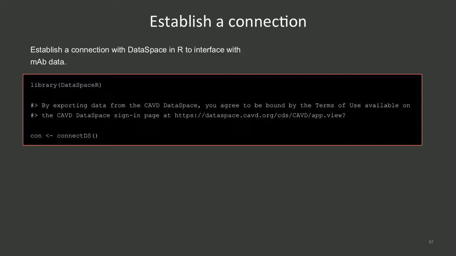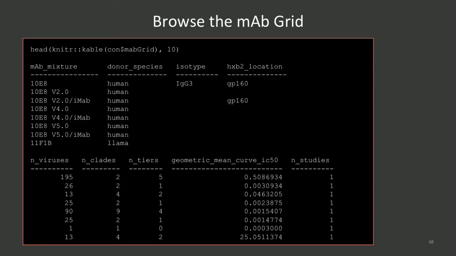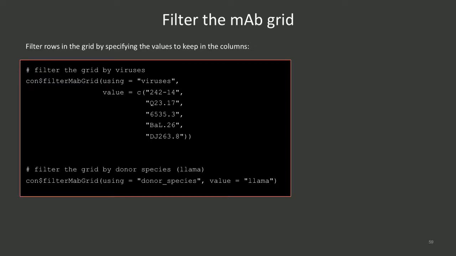Getting this connection is just calling connect.ds, and it pulls your credentials from a netrc file, I believe. Once you have that connection, you can call the MAB grid method, and it'll print out to the screen exactly what you would expect to see in the application, that MAB grid, where you have the same columns there.